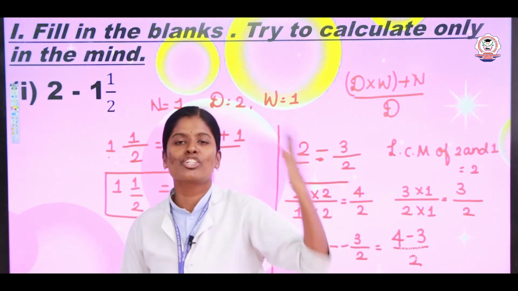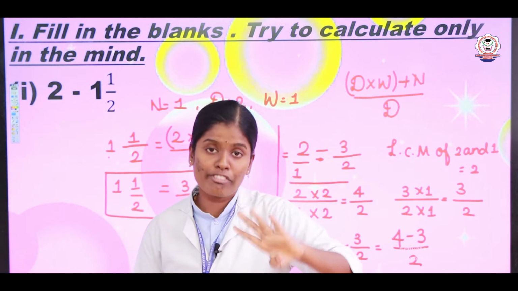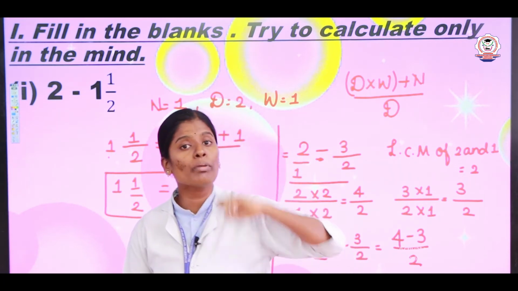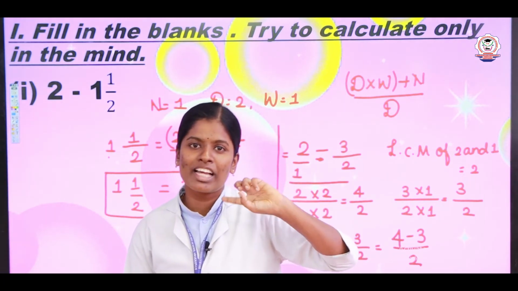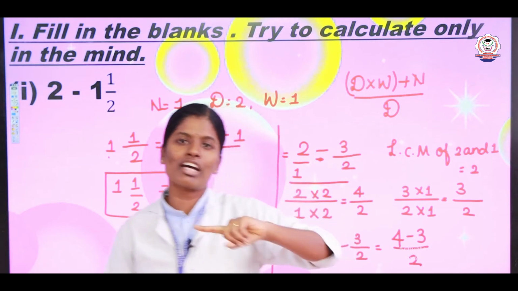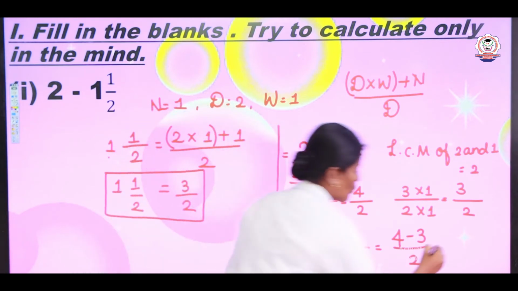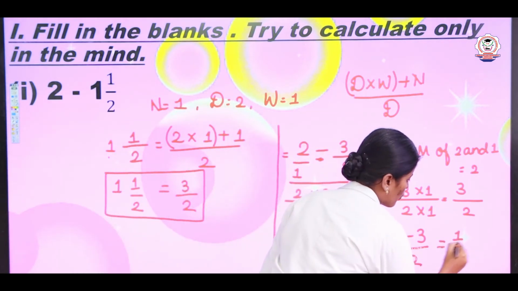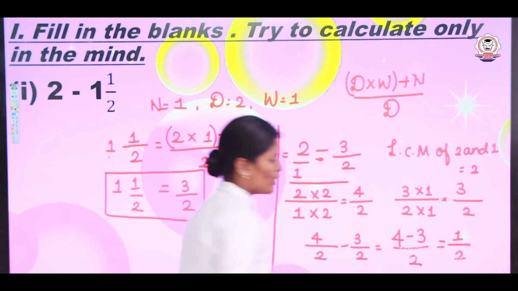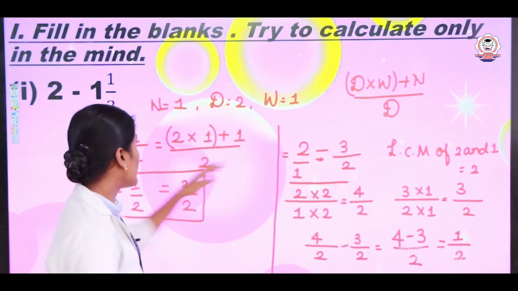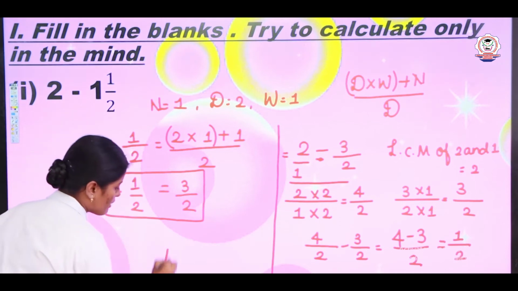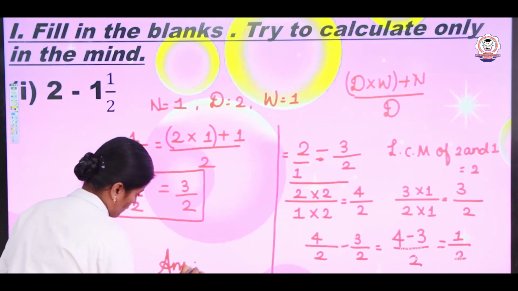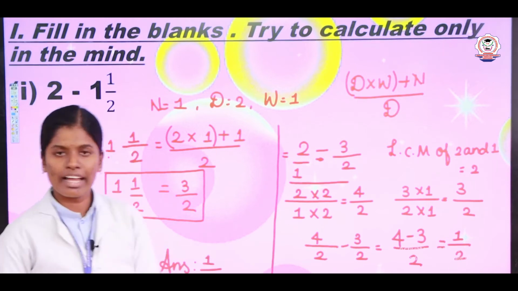Yes, very good. Just show your 4 fingers and fold 3 fingers. Remaining how many fingers are there? Yes, only 1 finger. So the answer is 1 by 2. So finally you should write the answer 1 divided by 2. So this is our answer.